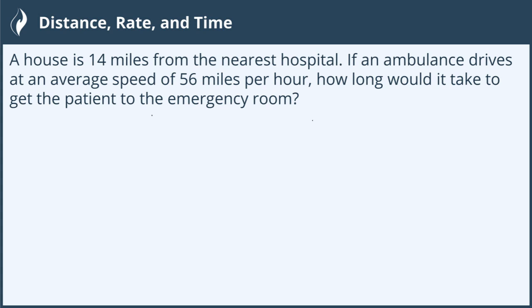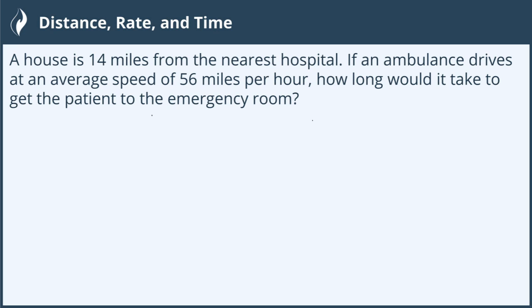Okay, so we have the word problem. It's a distance, rate, and time word problem. And so we're going to read it through first. A house is 14 miles from the nearest hospital. If an ambulance drives at an average speed of 56 miles per hour, how long will it take to get the patient to the emergency room?